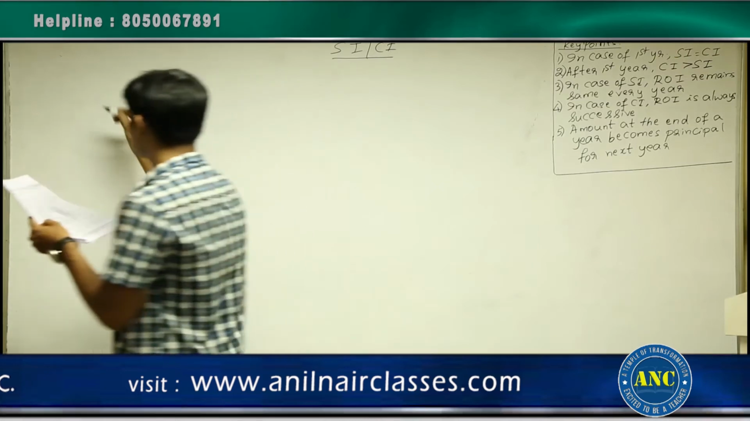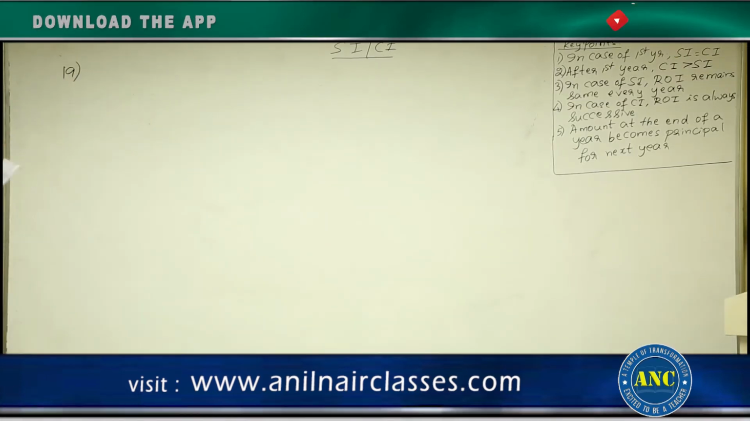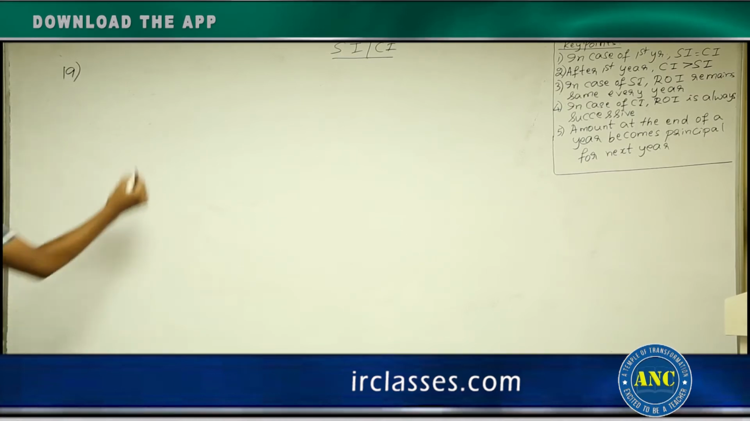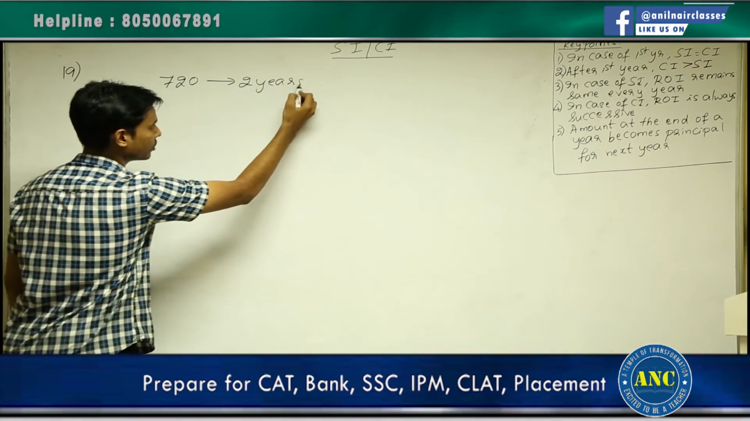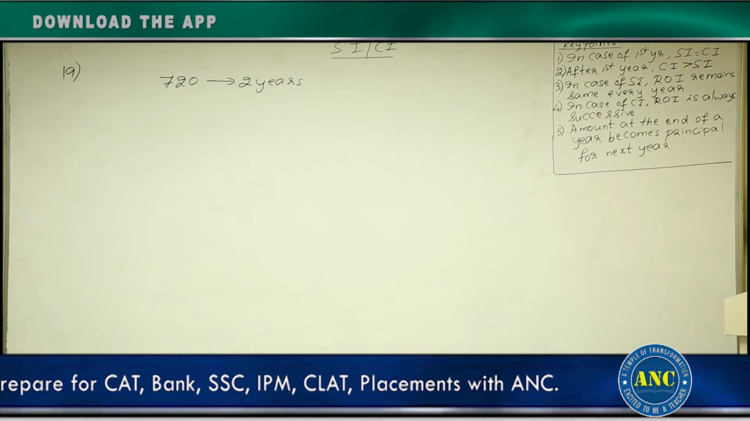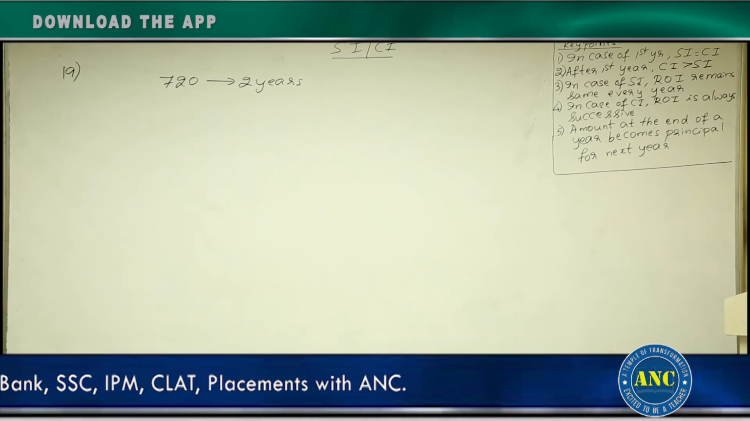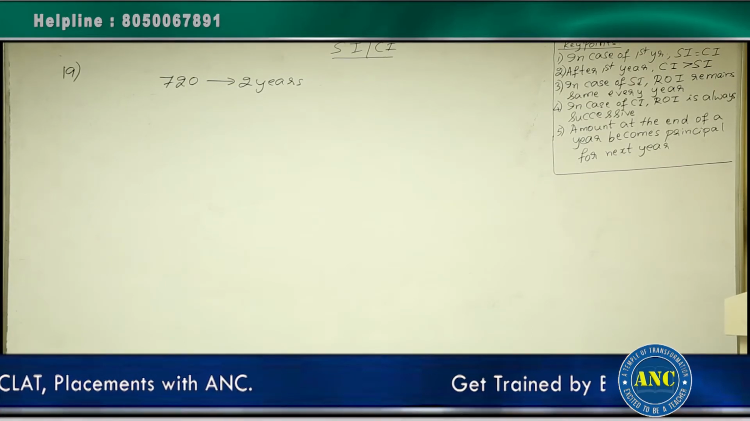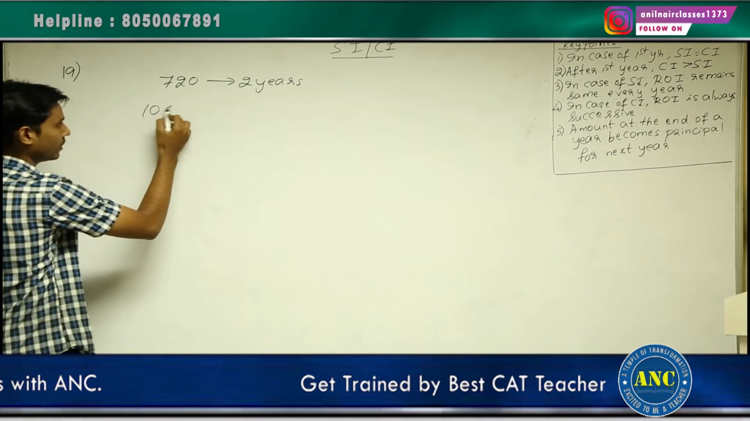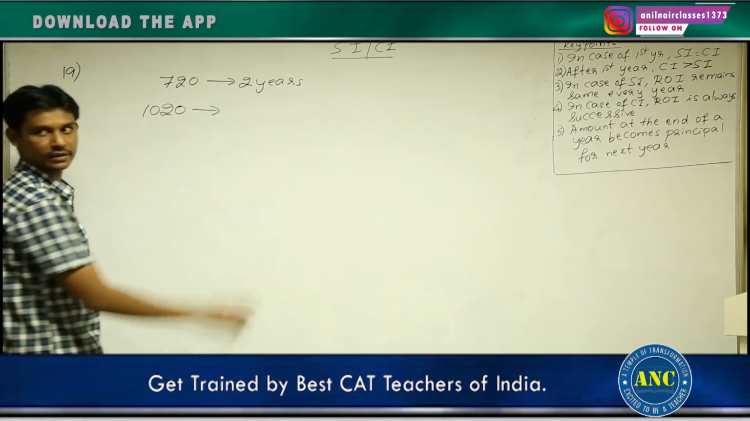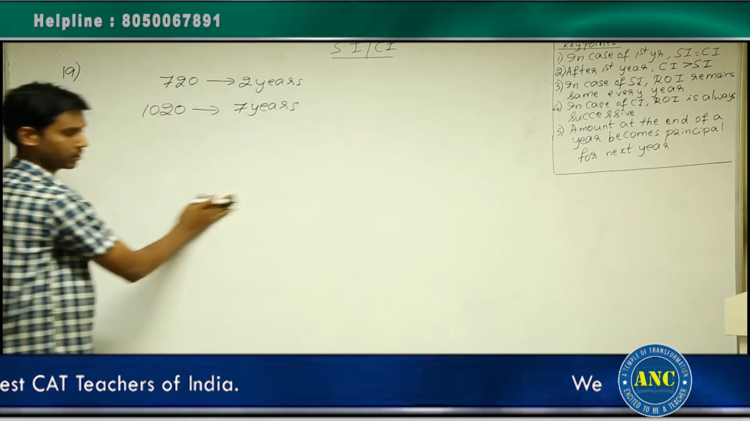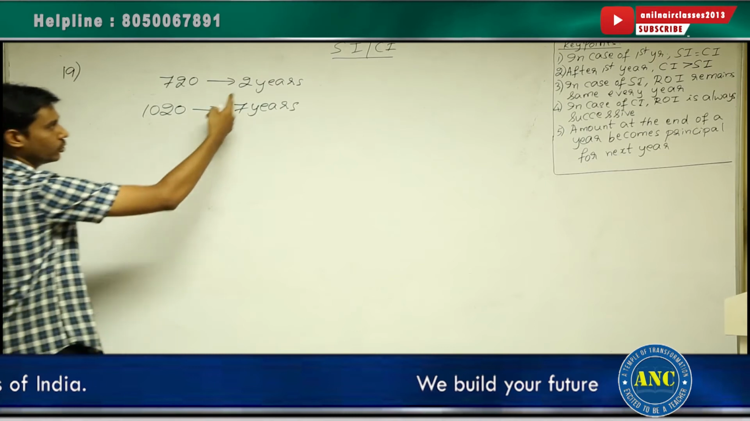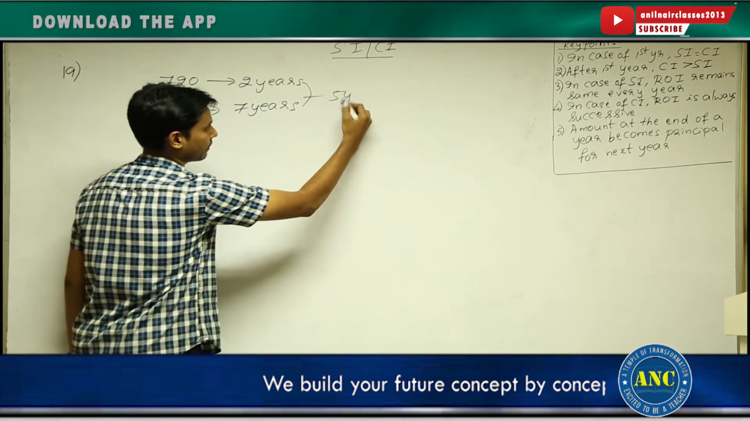Please see the 19th question. A sum of money lent out at simple interest amounts to 720 after 2 years. That means in your pocket you are having 720 rupees after 2 years. And to rupees 1020 after a further period of 5 years. That means after 2 years, again 5 years. After 7 years you are having 1020. Agreed? 2 years to 7 years, 5 years gap.